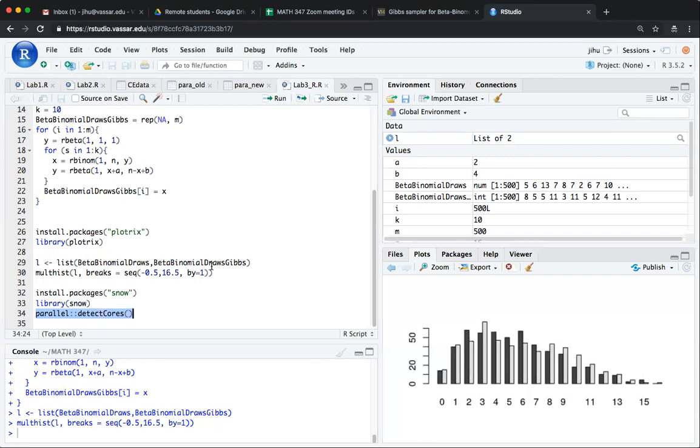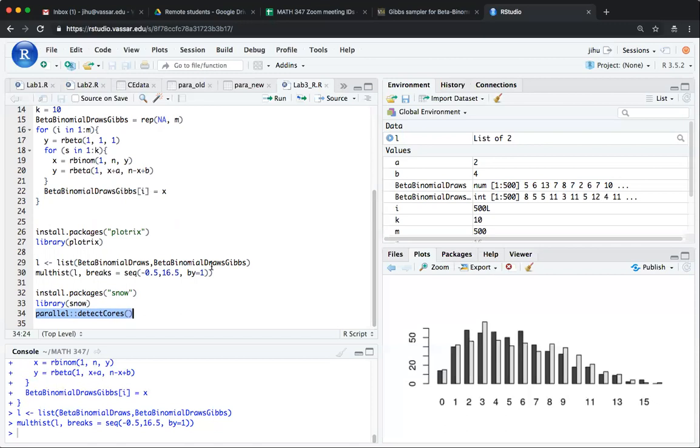Remember last time when we had the discussion, Ross told us that if you are running m different chains, and you have 4 cores, then you can set m over 4 as the number of runs for a particular core. So for us, we need to find out how many cores we have.